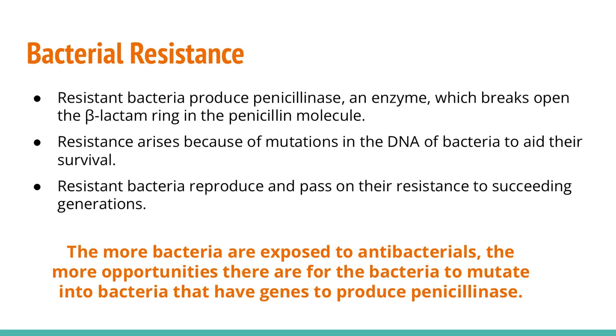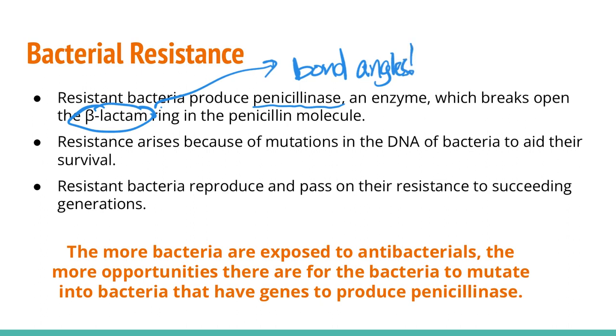Now, bacterial resistance can form, and so resistant bacteria produce an enzyme called penicillinase, which is going to break open the beta-lactam ring in the penicillin molecule. Now, I did forget to mention this beta-lactam ring is very, very reactive because the bond angles are very strained there. And so it wants to break open, essentially, because it's really tough to hold it within that sort of ring structure. So it's very susceptible to nucleophilic attack.